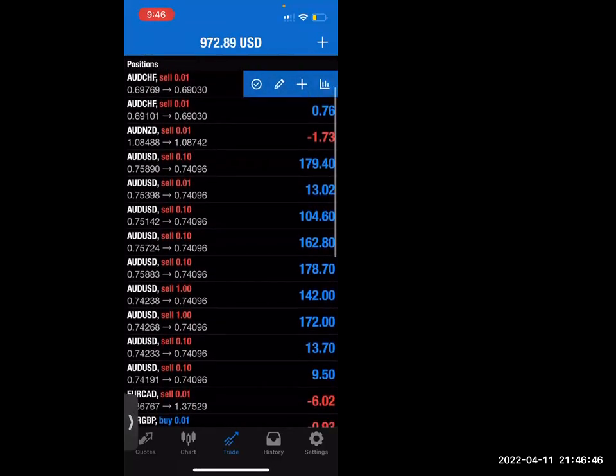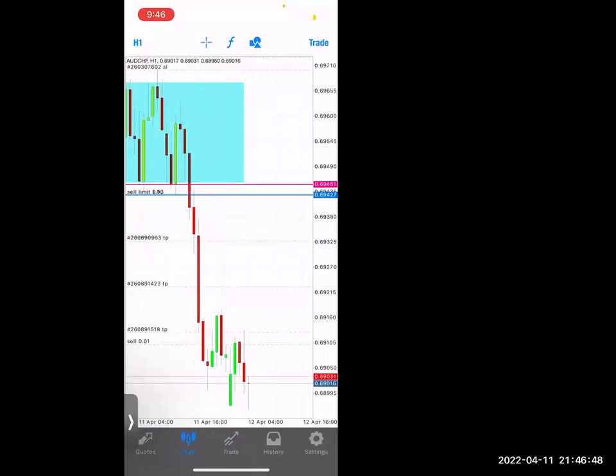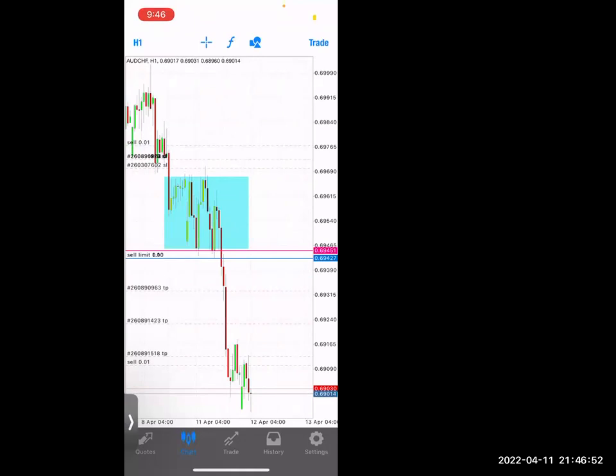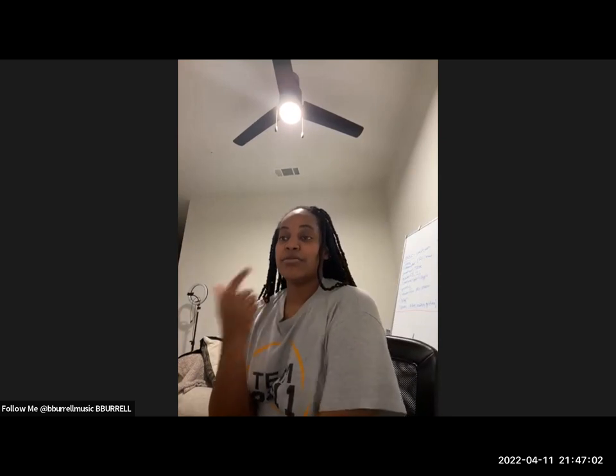Here it is, AUD Swiss. This was a confidence builder. That little trade was a confidence builder, but I didn't put a bigger lot on that one. So you guys have to understand your risk management. You can trade and do all the things you want to do, but it's ultimately your risk management.